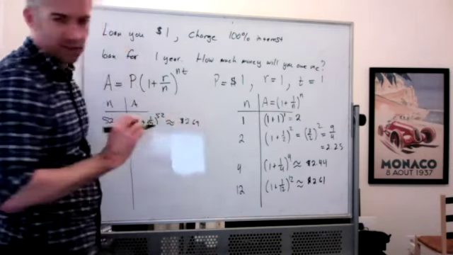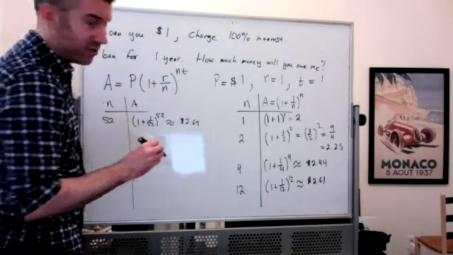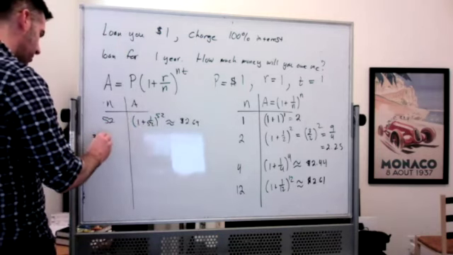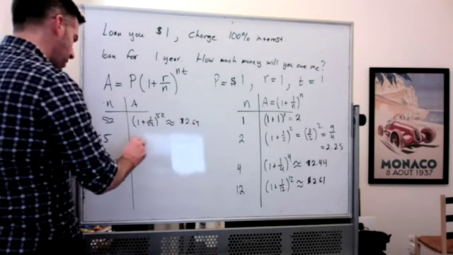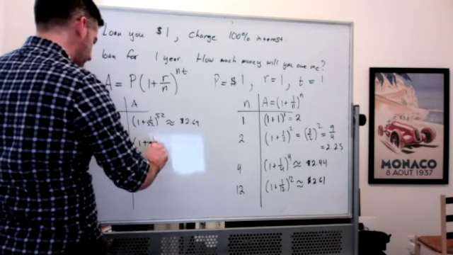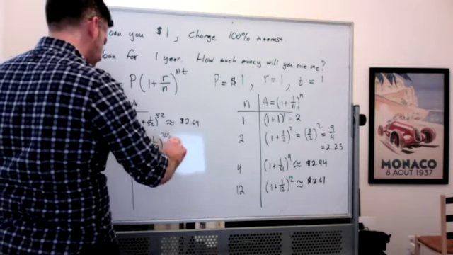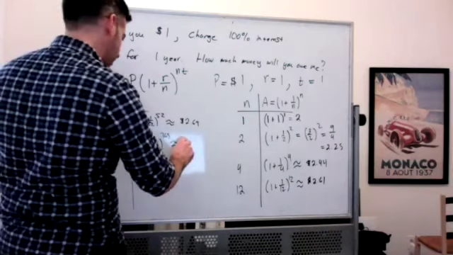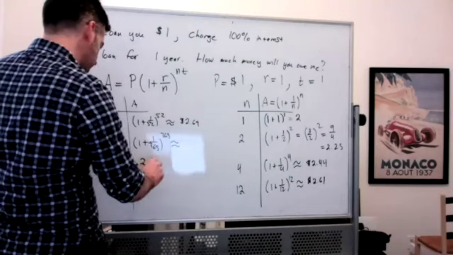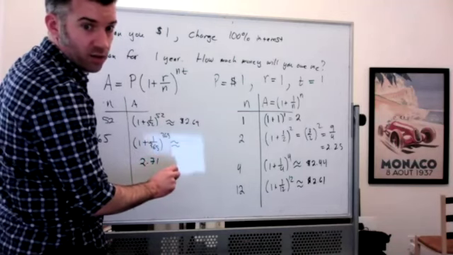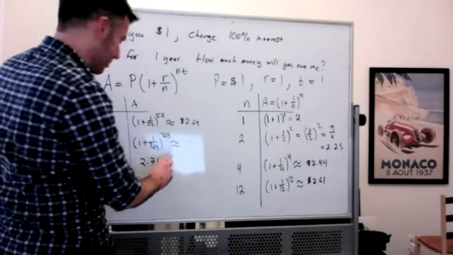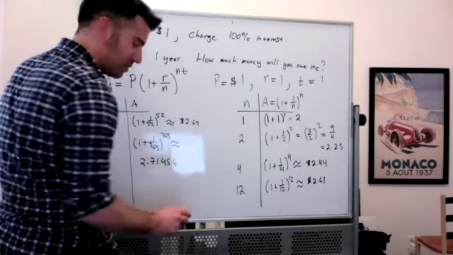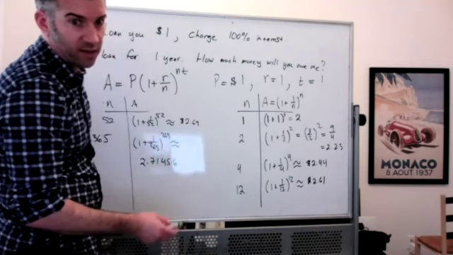And it looks like we're running out of steam. I don't know if we're going to get to $3. If we do it daily, just 365 days in a year, 1 plus 1 over 365 to the 365th power is approximately $2.71. I wrote this one out. It's about 2.71456. Sure, that looks like a perfectly fine place to end that.